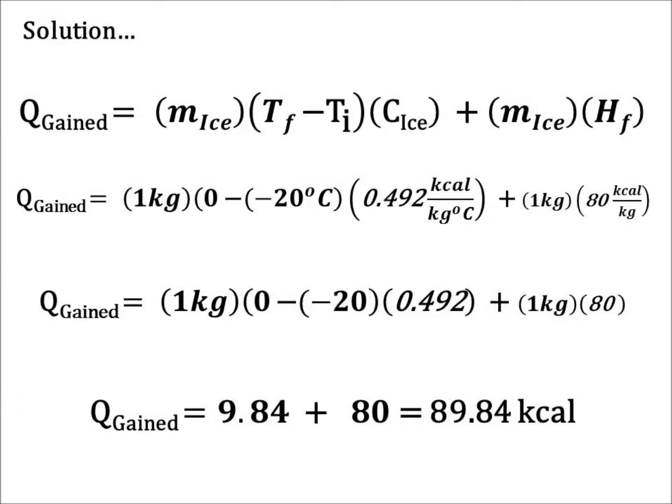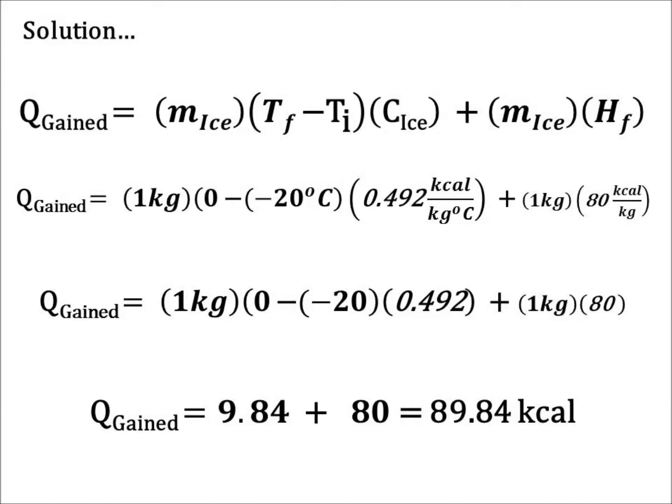Now, look at what I have here. You ready? 1 kilogram, 0 minus a negative 20, so it's positive, times 0.492. That's Q1, that's one term, that's going to equal 9.84. And then 1 times 80 is 80. And then 9.84 plus 80. So the ice cube needs a total of 89.84 kilocalories. Correct? That's how much it needs.